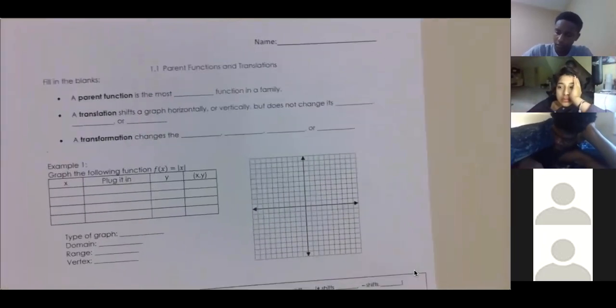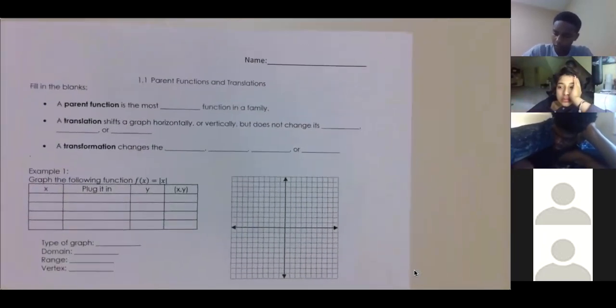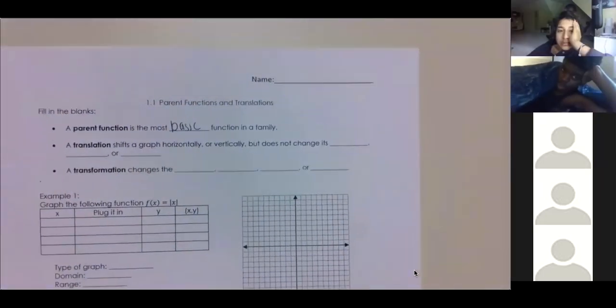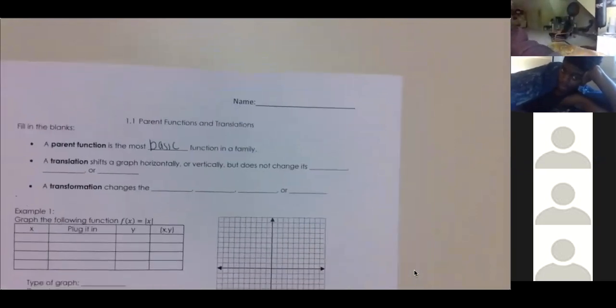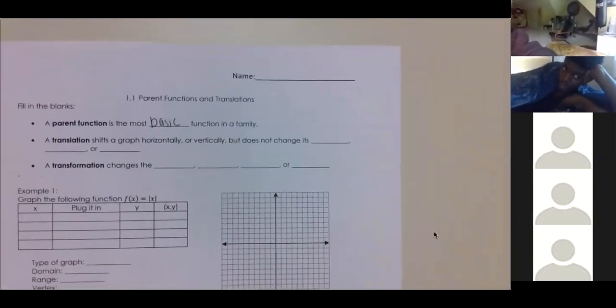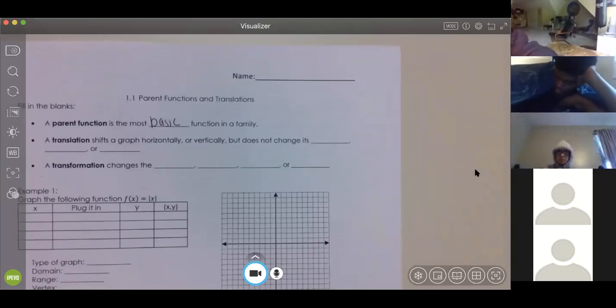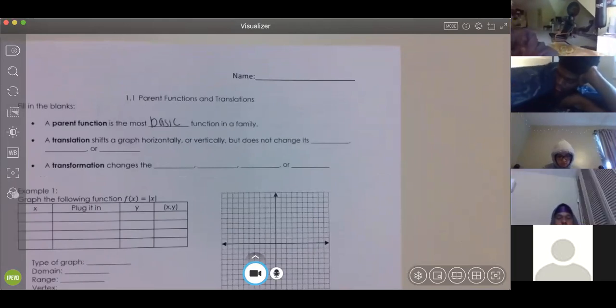So let's go ahead and fill out some key terms. Today we're going to be talking about parent functions and translations. So what is a parent function? Your parent function is the most basic function, the OG function. It's the most basic function in a function family.